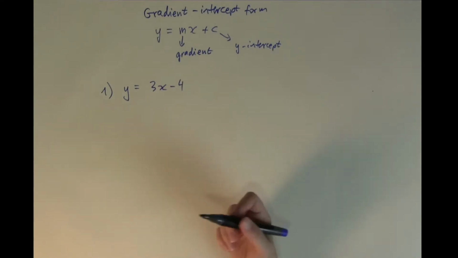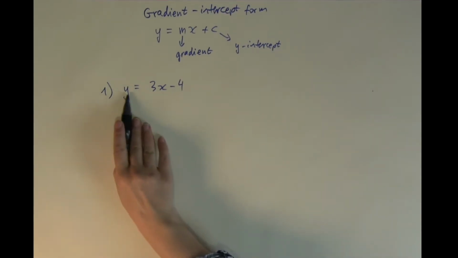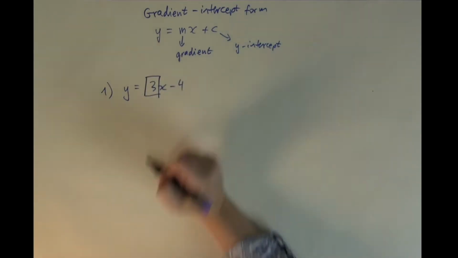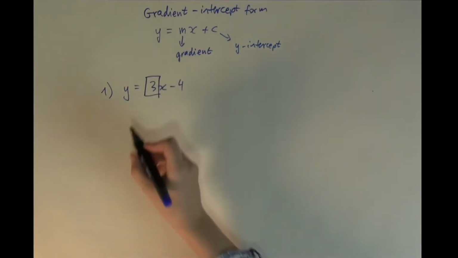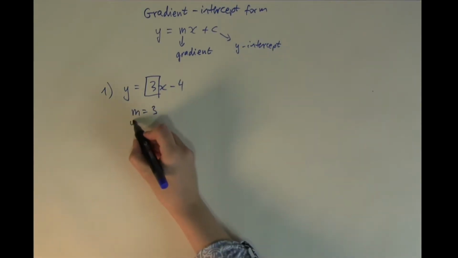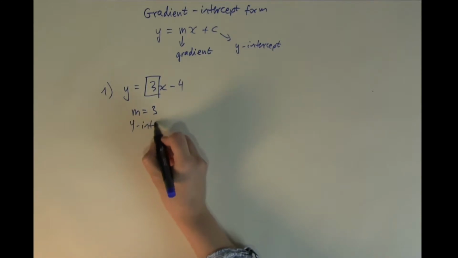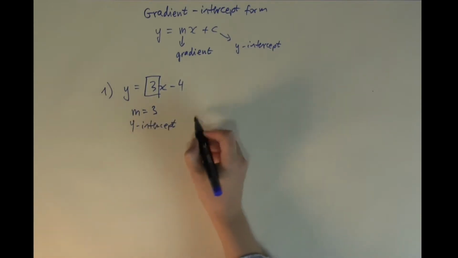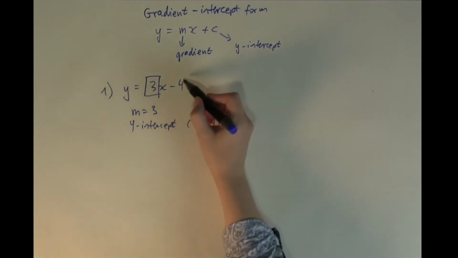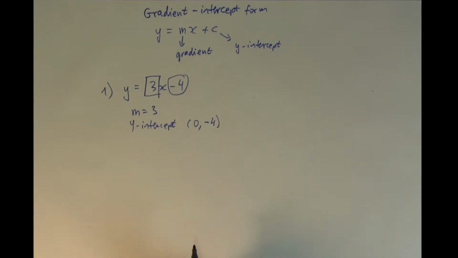Well, it's as simple as it looks. So if you look at this format of the equation, the number in front of the x, that is the gradient, so m is equal to 3, and the y-intercept will be (0, -4), because the constant here is -4.